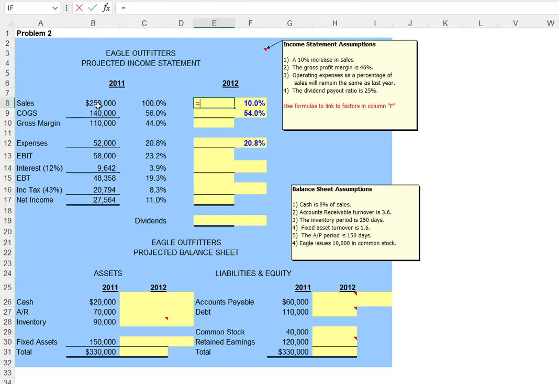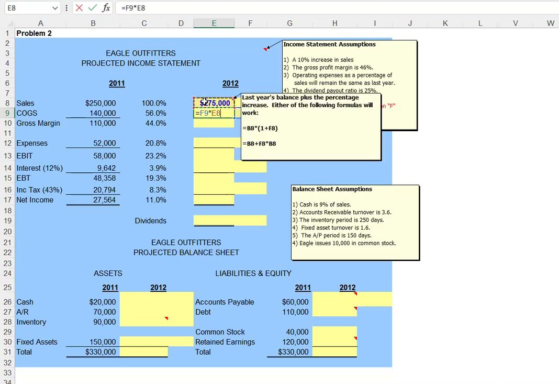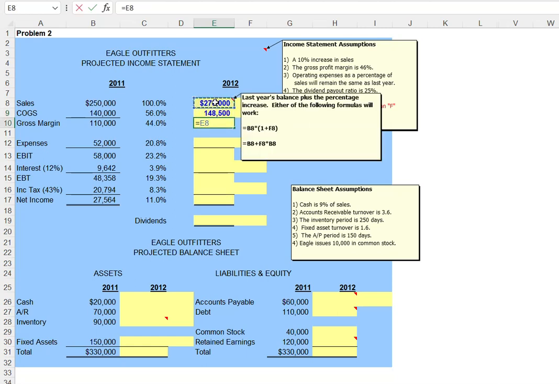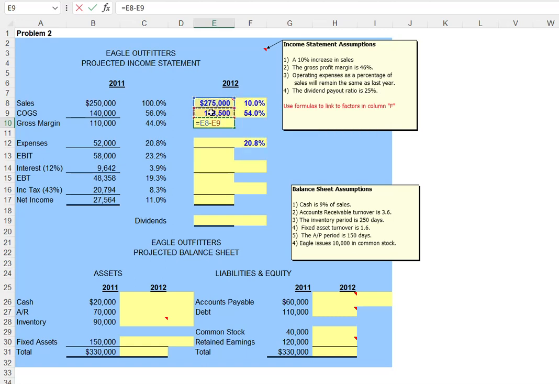Sales, we're going to take the prior year's sales and multiply that by 1 plus the 10% increase. We're told that cost of goods sold is 54% of sales. We'll take our 54%, multiply it by sales. Our gross margin is simply sales minus cost of goods sold.